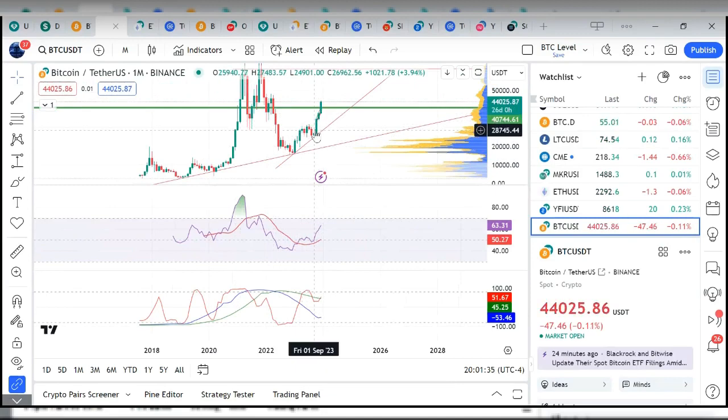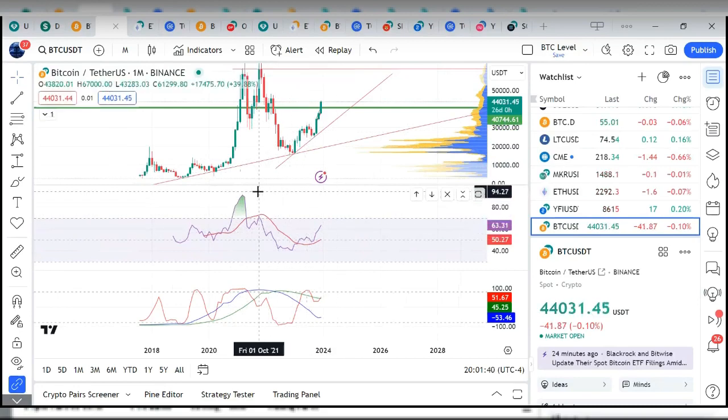And if you're just looking at one indicator, RSI, that's it. You'll be able to know what's going on with the price, right?